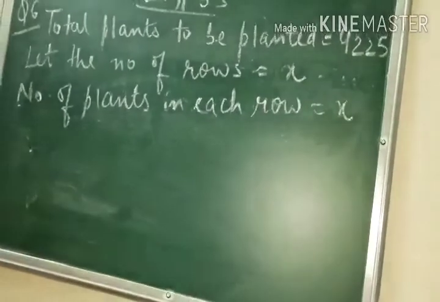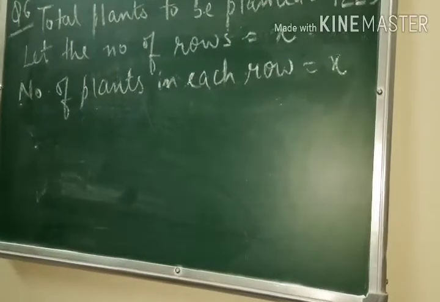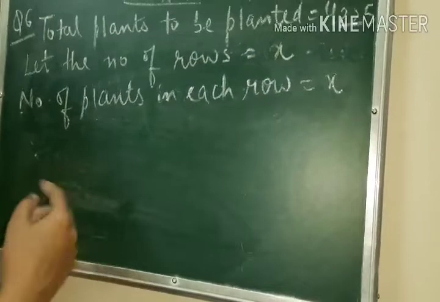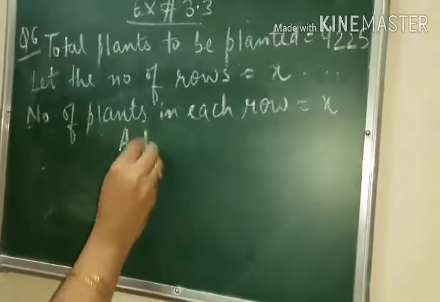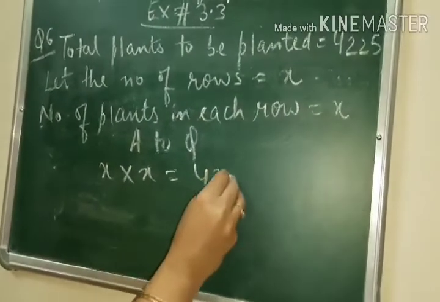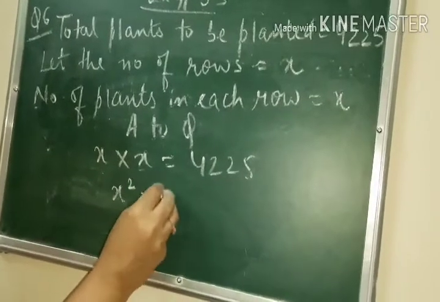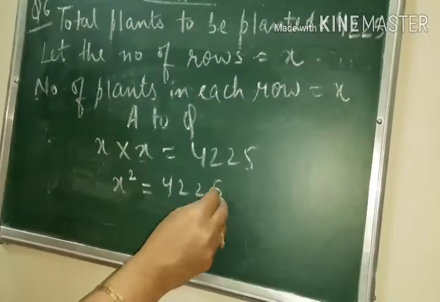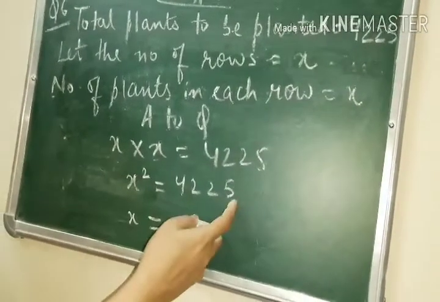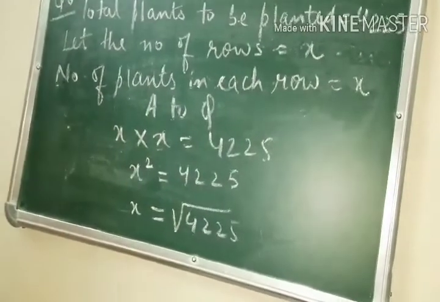Now, the number of plants in each row is x, and the number of rows is also x. So if one row has x, how many in x rows? It will be x into x. So according to the question, we will write x into x is equal to 4225. x into x is x square, which is equal to 4225. Now for removing the square, as I told you in the previous question also, we will shift it here and it will become square root, and the square will be removed.